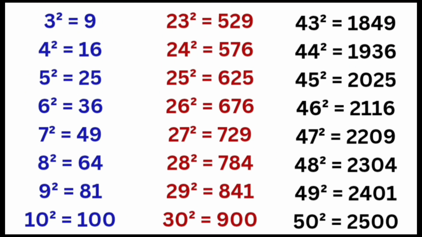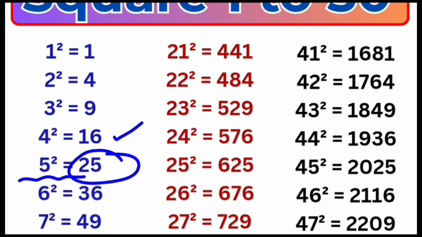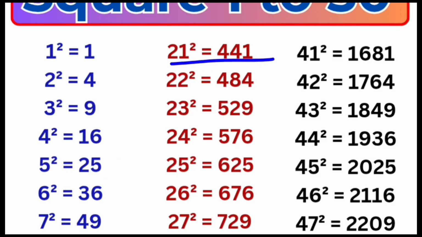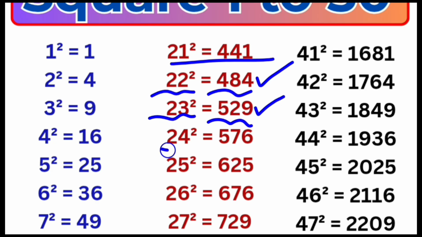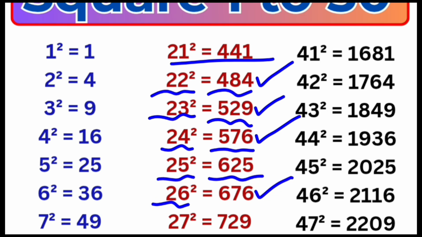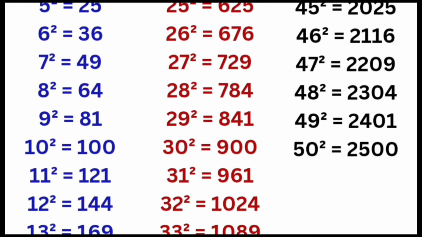Square of 21 is equal to 441. Square of 22 is equal to 484. Square of 23 is equal to 529. Square of 24 is equal to 576. Square of 25 is equal to 625. Square of 26 is equal to 676. Square of 27 is equal to 729.